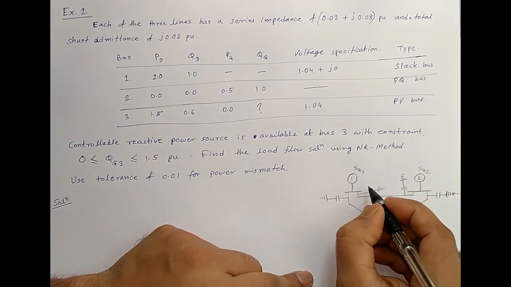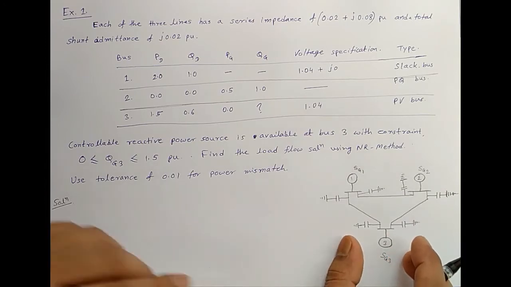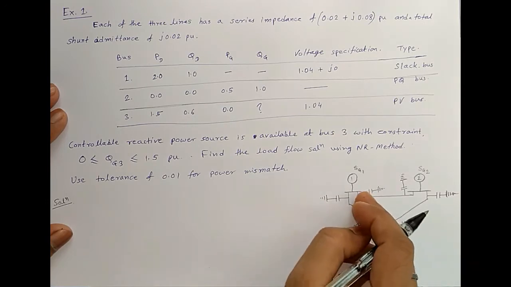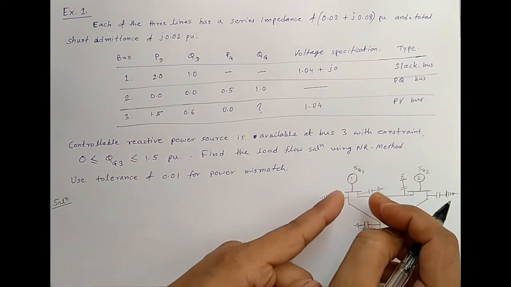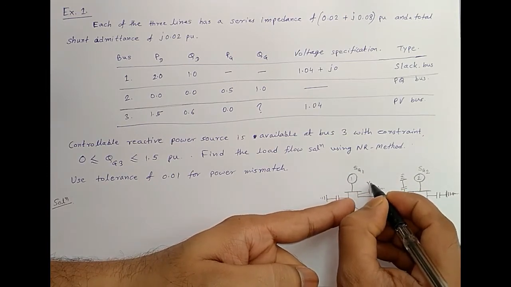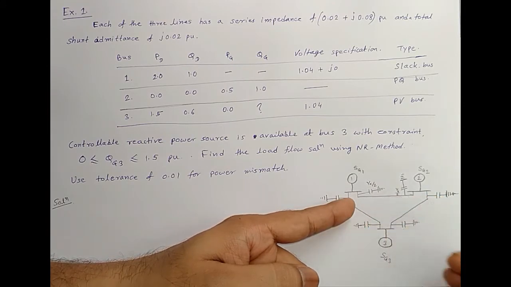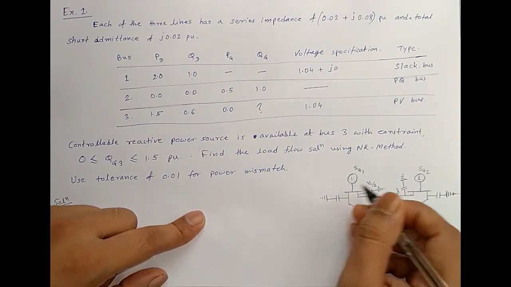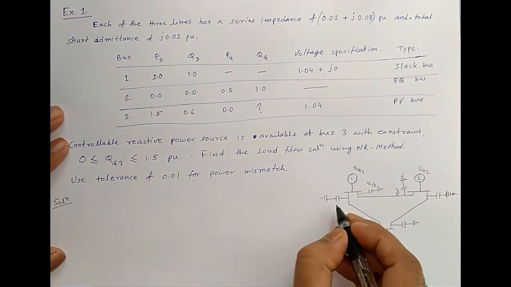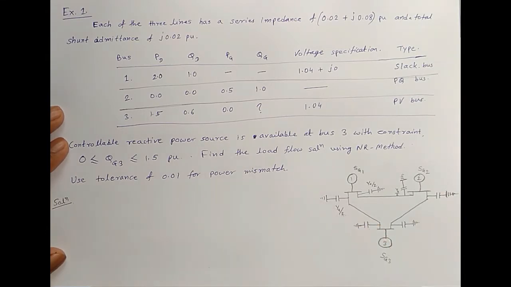This is yt by 2, because in the pi network model the total shunt admittance is divided into two parts, on the left side and the right side. So this will be yt by 2 and yt by 2. This is the portion where students generally make mistakes. This is yt by 2, not yt.